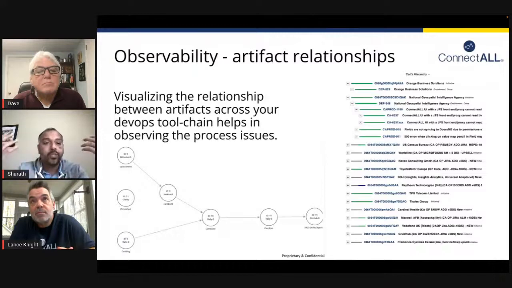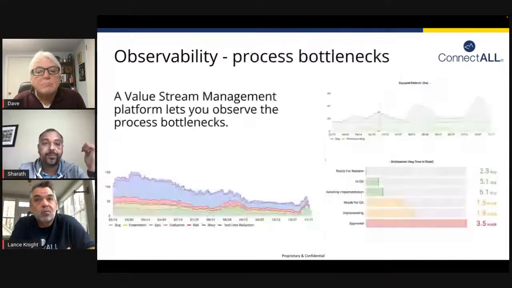With this DevOps tooling explosion, identifying the relationships and dependencies across the systems becomes paramount, right? You want to track the journey of an artifact from ideation to delivery. So a value stream management platform should have the capability to discover these relationships and present them so that you can understand the journey of your artifacts.